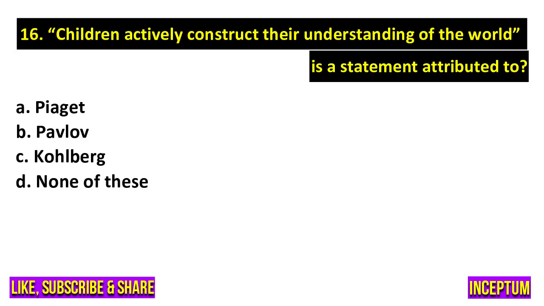Question number 16. Children actively construct their understanding of the world is a statement attributed to. In the four options we have Piaget, Pavlov, Kohlberg, none of the above. And the right answer of this question is option A, Jean Piaget.